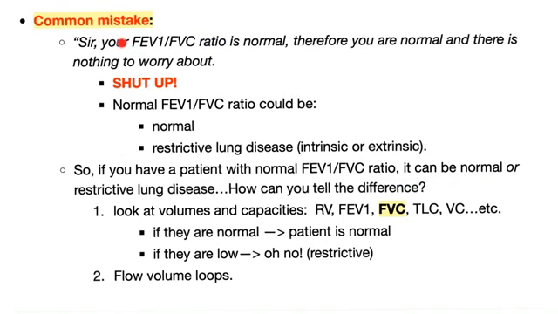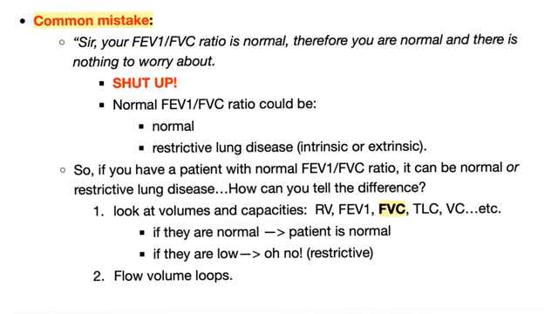Here's a very common mistake that students make. Sir, your FEV1 to FVC ratio is normal. Therefore, you're normal and there is nothing to worry about. Shut up. Normal FEV1 FVC ratio could be a normal person or a patient with restrictive lung disease, whether intrinsic or extrinsic. So, if you have a patient with normal ratio, it can be normal or it can be restrictive.